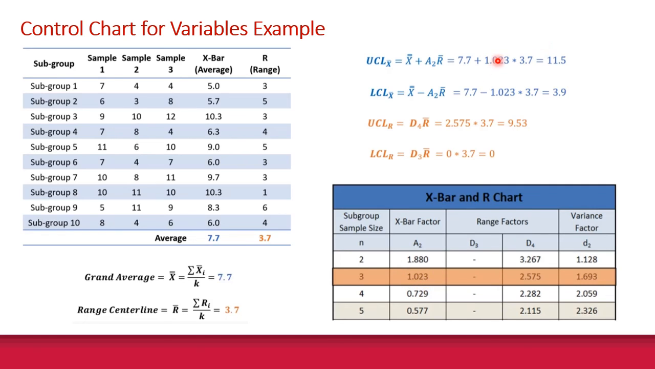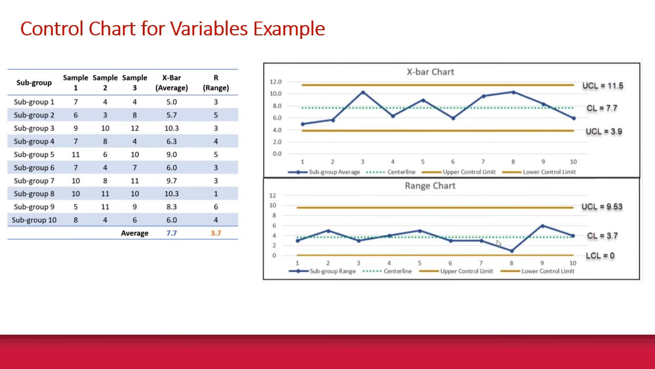1.023. So it's X bar, which is 7.7, plus A2 times the R bar, 11.5. We repeat this process for the lower control limit for the X bar, and we repeat this process for the R charts. Notice this one's 0 because D3 here is 0. These are blanked out, which means they're 0. So we go in and we can plot these values.